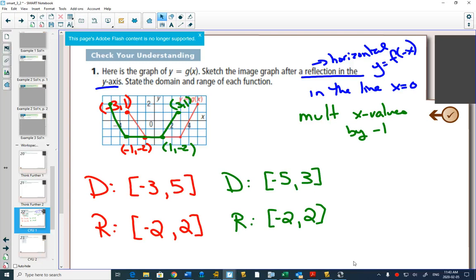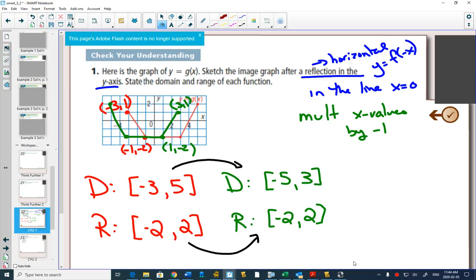Getting a domain and range from a graph is probably the easiest way to get a domain and range. This question, though, they could have told you there was a reflection, not giving you the graph and just giving you the original red domain and range. Can you see how you could have gotten these answers if you had the red answers and were told there was a reflection over the y-axis?